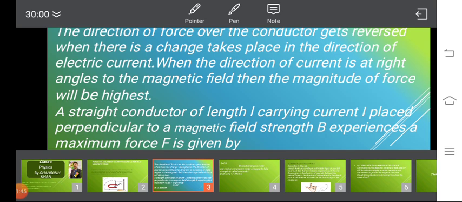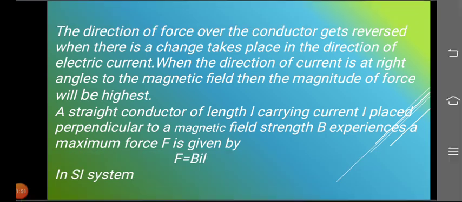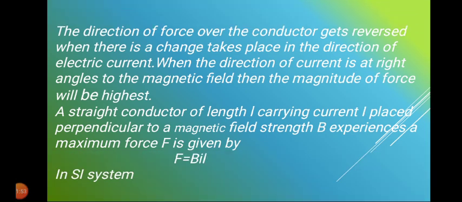So first, the magnitude of force acting on a current carrying conductor placed in a magnetic field is directly proportional to the current flowing through the conductor. That is, force is directly proportional to I. F is directly proportional to I.